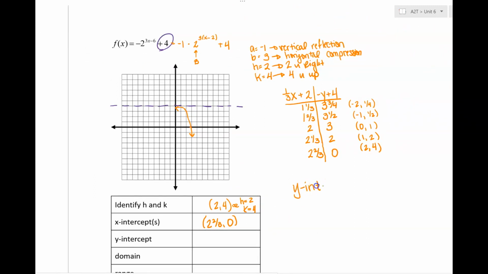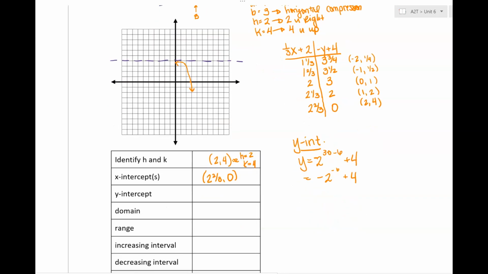So off we go. So I'm going to plug in 0 for x. Y is equal to -2 raised to the 3 times 0 minus 6, plus 4. Don't forget the negative in front of the 2 because I just did. Okay, so we get -2 raised to the -6 power plus 4. Be careful here. That -6 is only on the base. So when we apply the negative property, it's a -1 over 2 to the 6 plus 4.